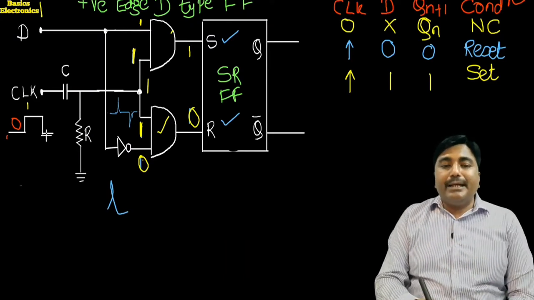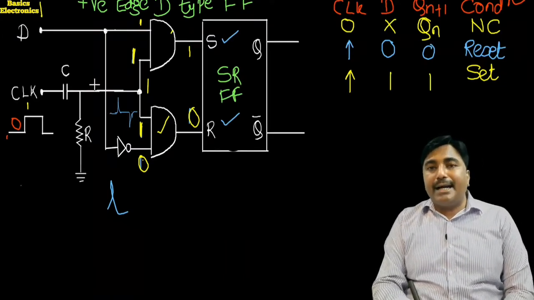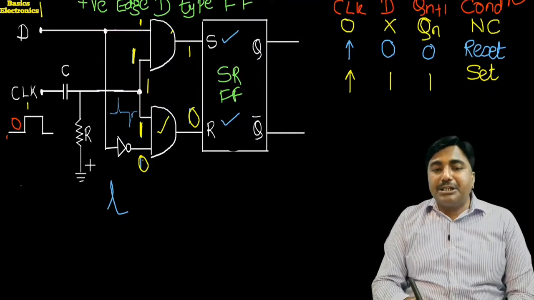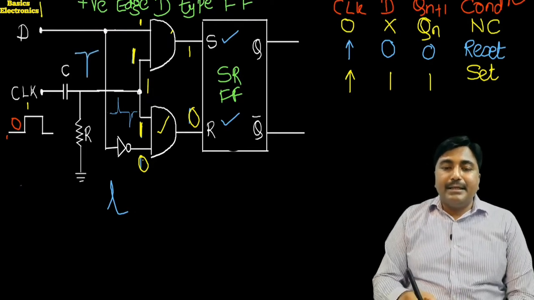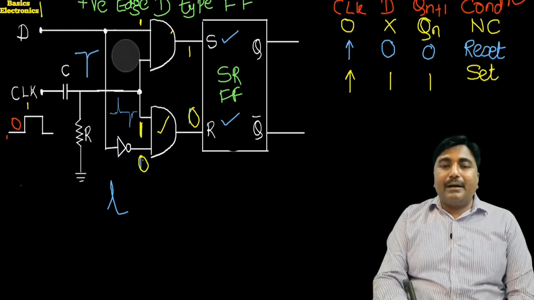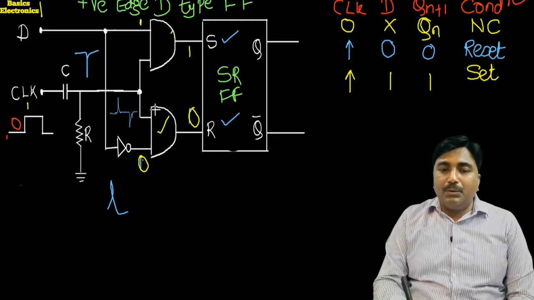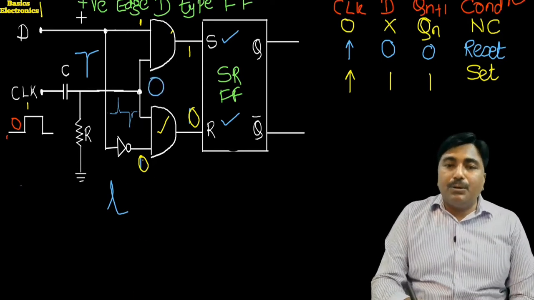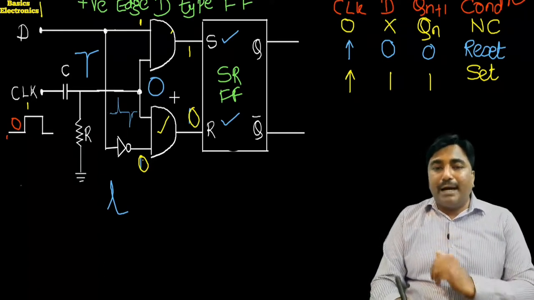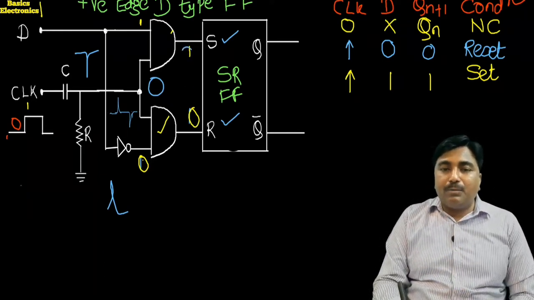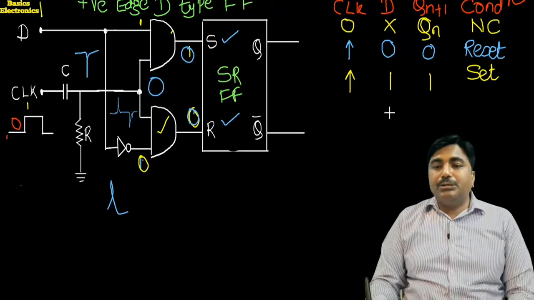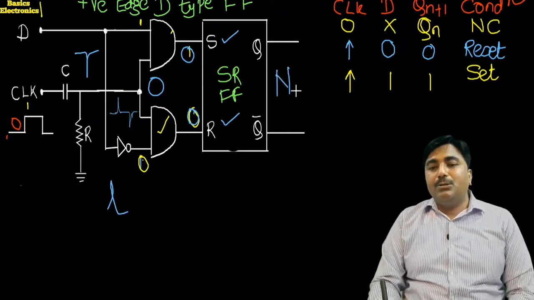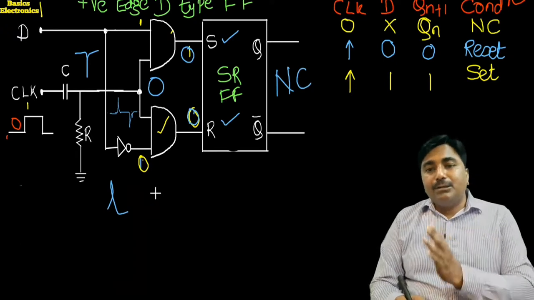So the negative edge means the clock pulse is applied to the RC differentiator circuit. This RC differentiator produces this negative edge, and during this negative edge the upper AND gate and the lower AND gate get the input equal to 0. Suppose D is equal to 1. The output of the upper AND gate and the output of the lower AND gate is equal to 0. It means there is a no change condition.